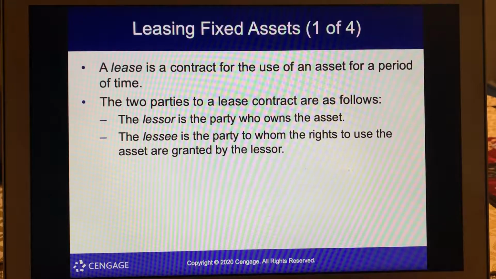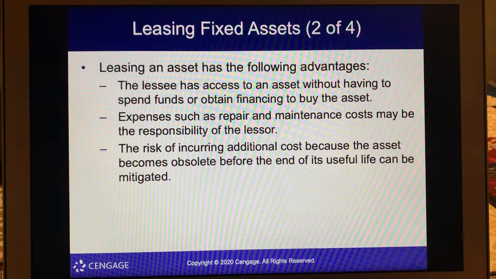The two parties to a lease contract are as follows. The lessor is the party who owns the asset. The lessee is the party to whom the rights to use the asset are granted by the lessor. Leasing an asset has the following advantages. The lessee has access to an asset without having to spend funds or obtain financing to buy the asset. Expenses such as repair and maintenance costs may be the responsibility of the lessor. The risk of incurring additional costs because the asset becomes obsolete before the end of its useful life can be mitigated.